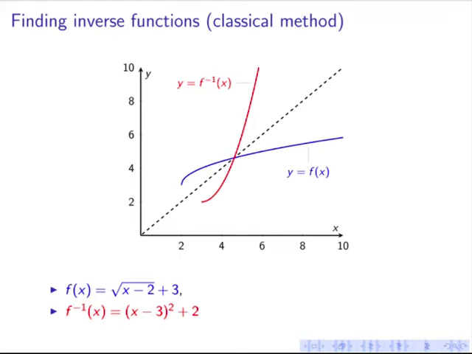The red function is the inverse function, x minus 3 squared plus 2. And you see they are quite symmetrically arranged around the diagonal line. The diagonal line is the dashed line here, and they are mirror images across the dashed line.